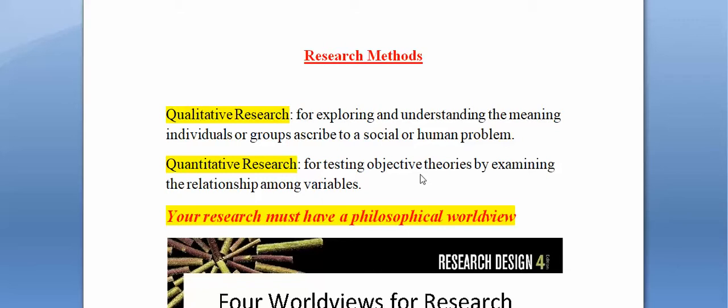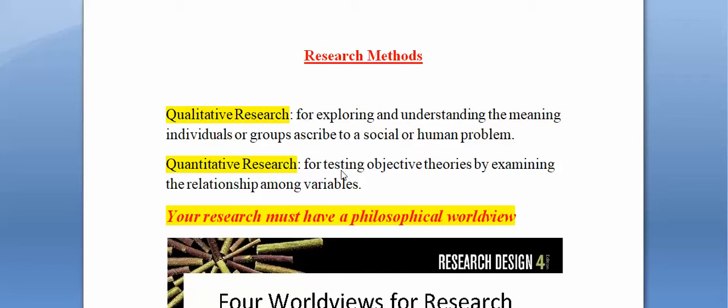In the first chapter, we have seen the difference between qualitative research and quantitative research. Qualitative research is used for exploring and understanding the meaning individuals or groups ascribe to a social human problem. On the other hand, quantitative research is used for testing objective theories by examining the relationship among variables.